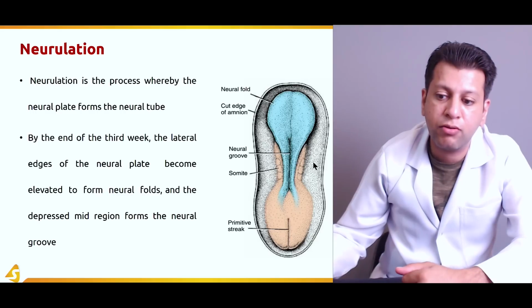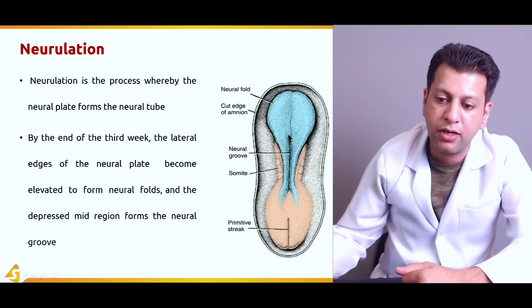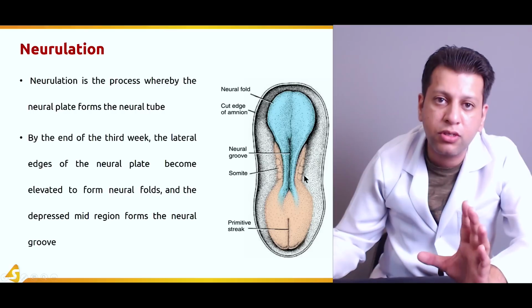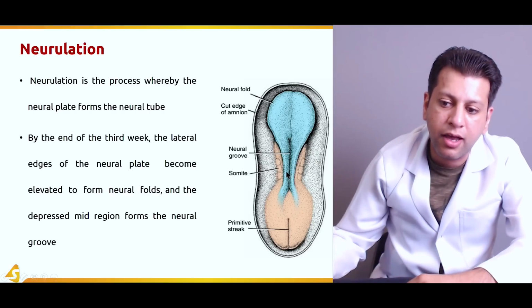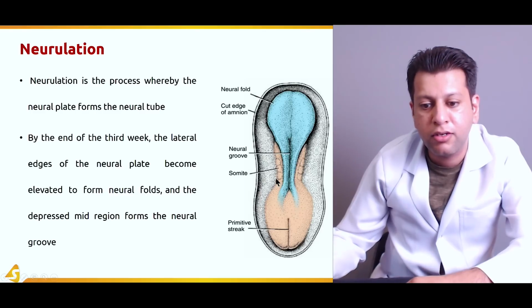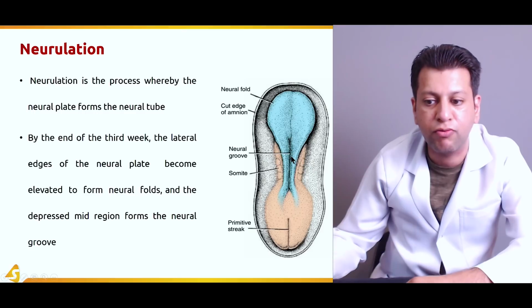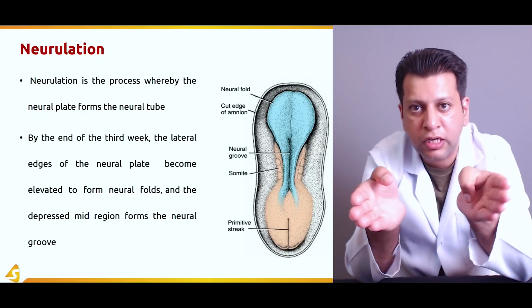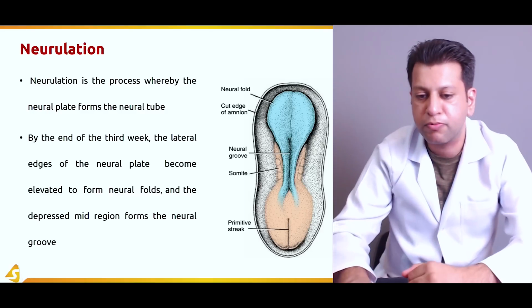Now if you see over here, this is the point. You can see this is a primitive node, and primitive streak formation took place. The migration of the cells goes from caudal to cephalic end. So the growth is initially towards the cephalic end, and as they grow, the lateral edges rise above the medial side, and this forms the neural folds, and in between a groove starts to appear, which is termed the neural groove. Gradually the two lateral edges will come together to form a neural tube.